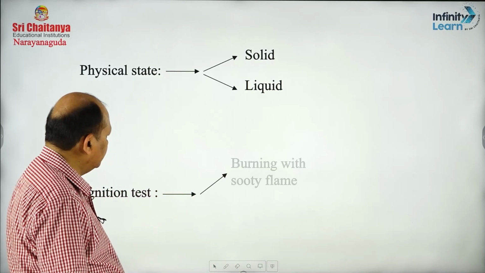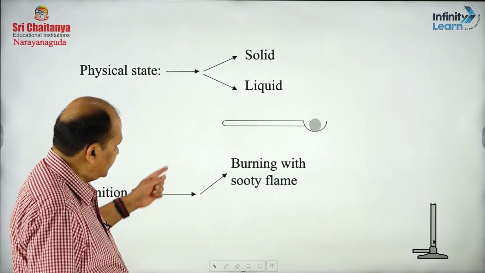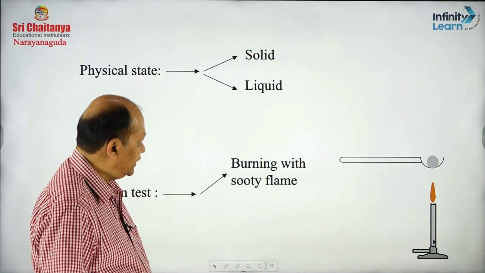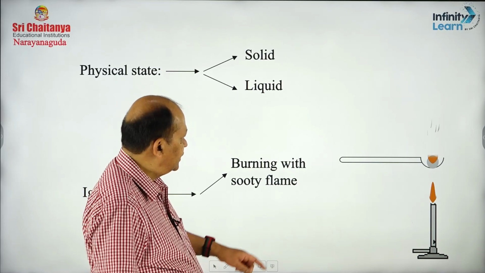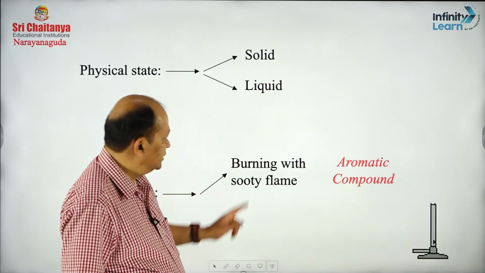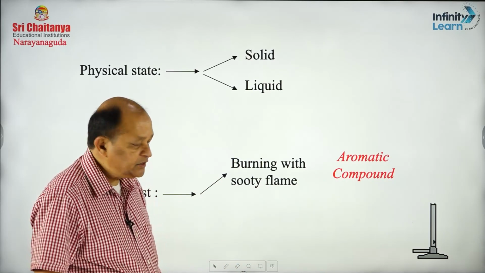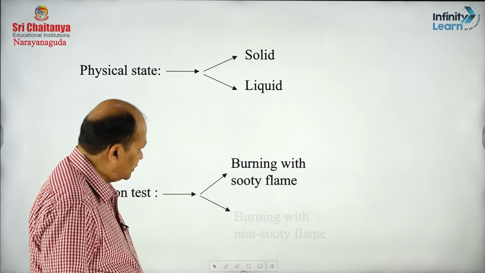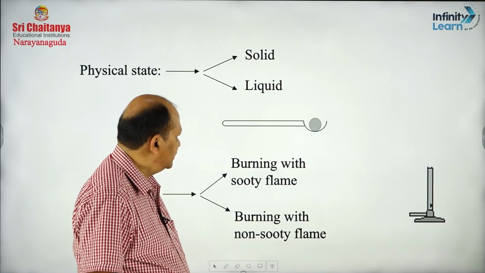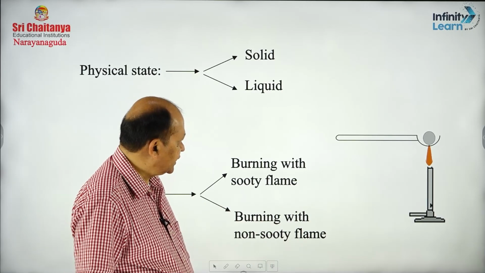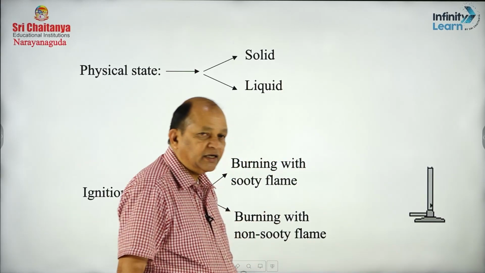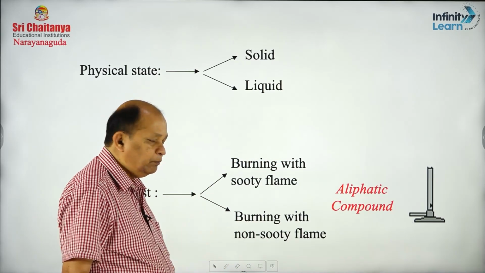So, what you have to do? You will take a burner, take the compound in a spatula, and ignite it. When you ignite, if you get a sooty flame as shown, it is an aromatic compound. In case the compound burns without soot, that is a non-sooty flame, as you can observe here, the compound is burning but there is no sooty flame. Therefore, the compound is an aliphatic compound.